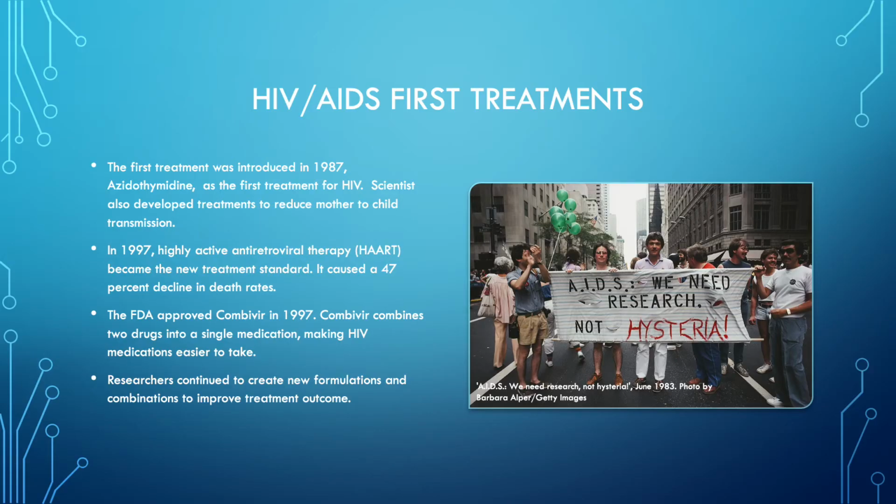The first treatment was introduced in 1987, and scientists also developed treatment to reduce mother-to-child transmission during this time. In 1997, highly active antiretroviral therapy became the new treatment standard. It caused a 47% decline in death rates. The FDA approved Combivir in 1997. Combivir combines 2 drugs into a single medication, making HIV medication easier to take. Researchers continue to create new formulations and combinations to improve treatment outcomes.